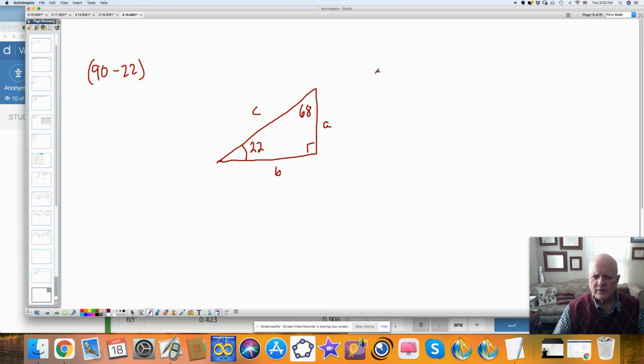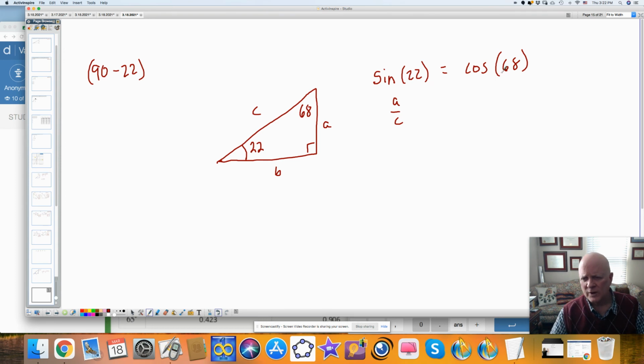So I could say that the sine of 22, which is A over C, is equal to the cosine of 90 minus 22, which is 68. Notice it's not the sine of 22 is equal to the cosine of 22. They're not, but they're equal to the complement of that. This is equal to A over C. And that is the big idea from the lesson.